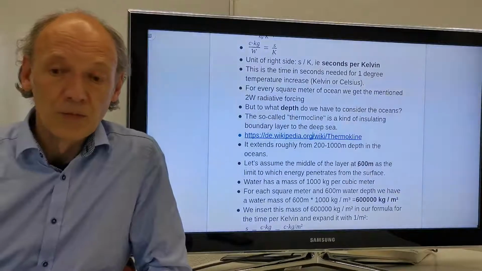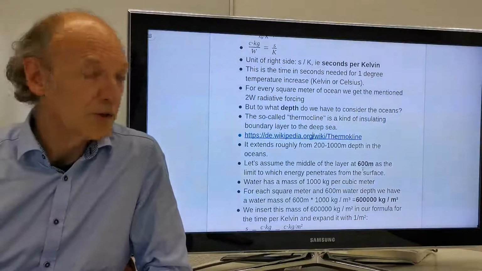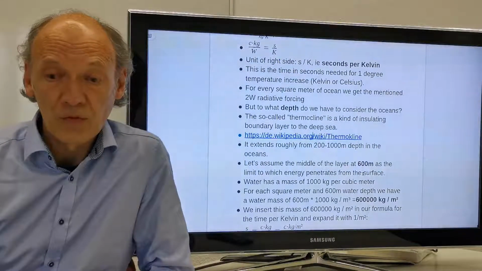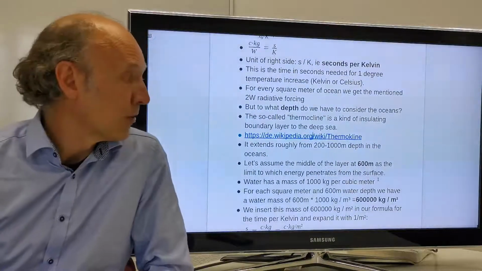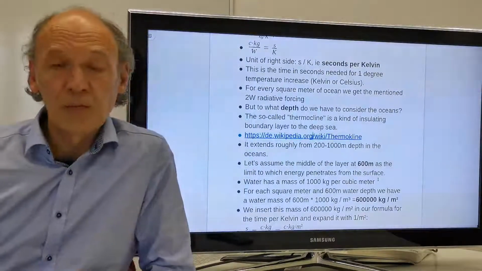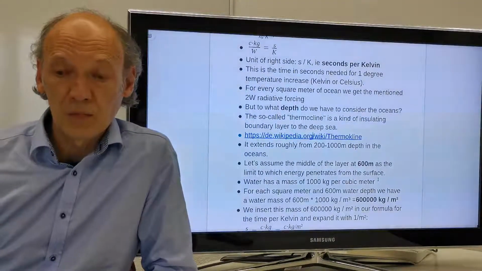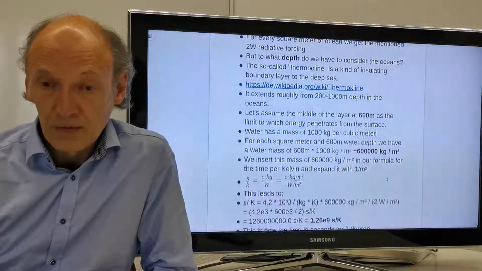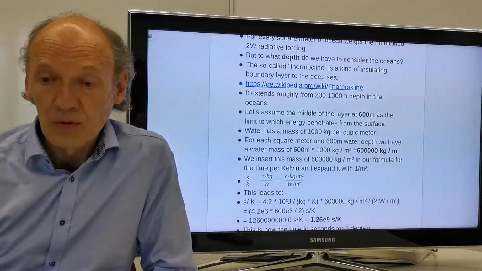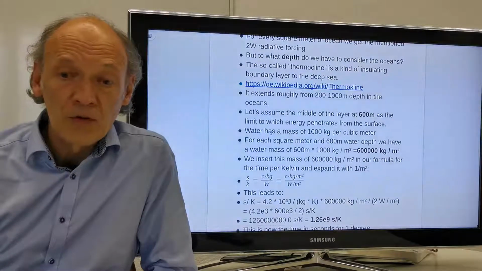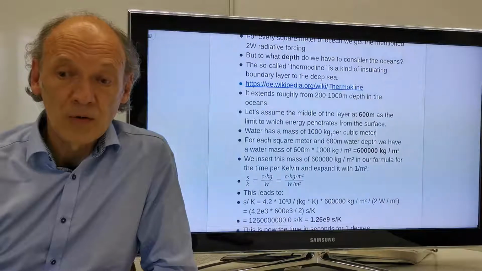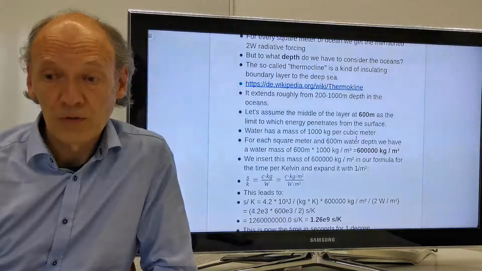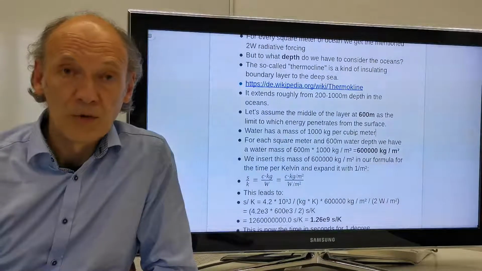So we just assume the middle of the layer, or at 600 meters, as the limit to which the energy penetrates from the surface. So now we have a good, simple answer, which also allows us to easily compute our desired result of seconds per degree Celsius. And we know that water has a mass of 1,000 kilograms per cubic meter. Right? So 1 cubic meter is 1,000 liters, 1 liter is 1 kilogram.